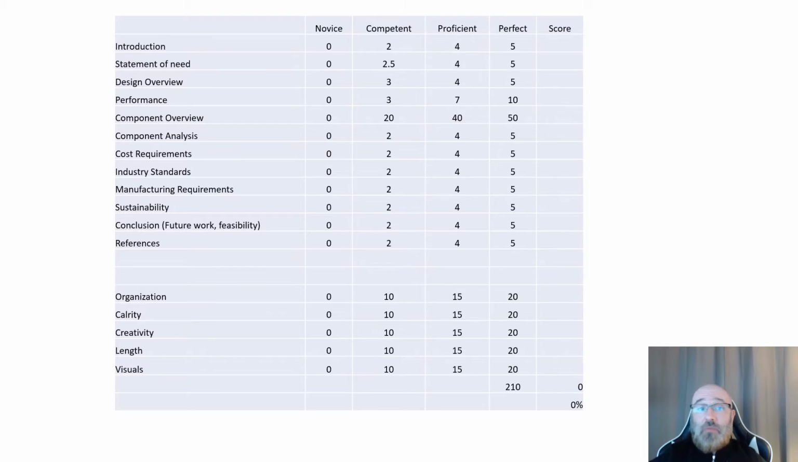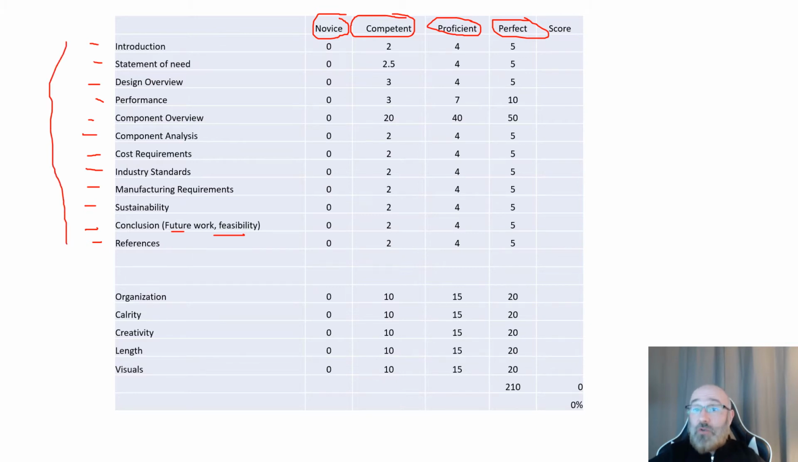So as you're presenting your group projects, I'll be using this rubric shown here to grade as you're going through. So again, it's going to be based off your introduction, statement of need, design overview, performance, component overview, component analysis, your cost requirements section, relating to industry standards, discussion on manufacturing requirements, sustainability, conclusion, including your future work and feasibility, and your references. So for each of these, I'll be looking at these different categories here. Is it novice? Did you forget that section? Is it just confident, you barely covered it? Is it proficient, good, or is it perfect? So those are the different criteria I'll be using on the scale, and these are all the same thing that your reports are graded on as well.